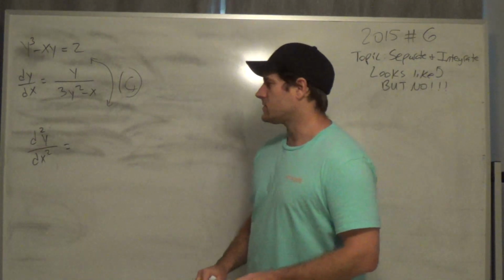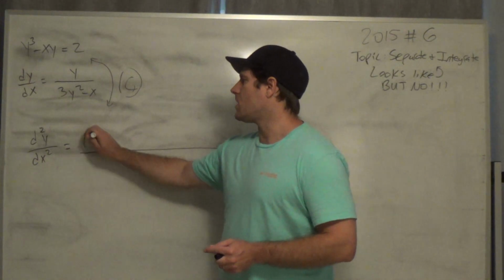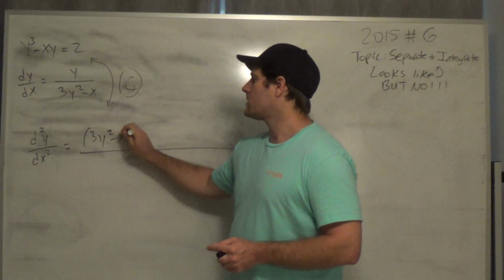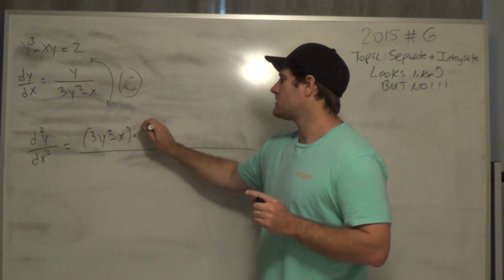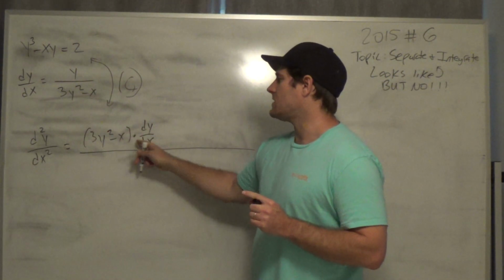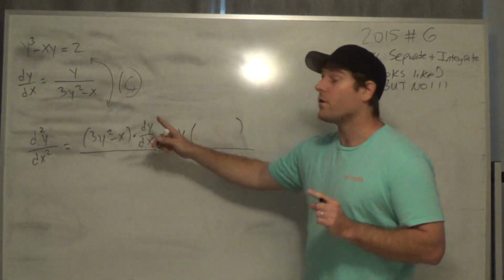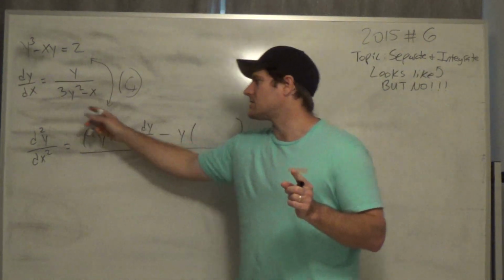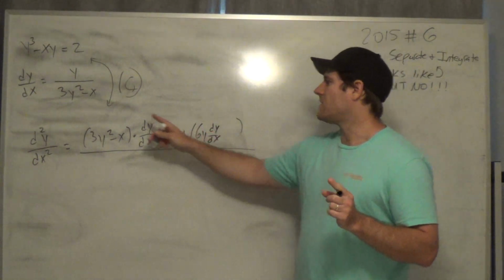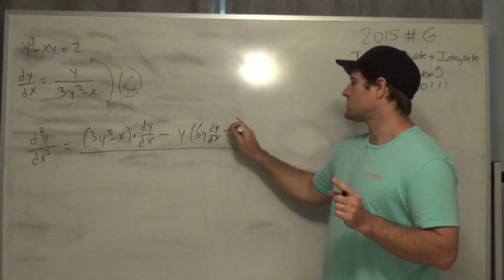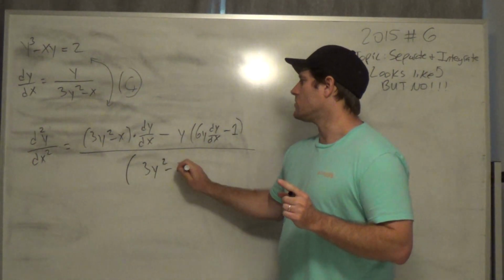So let's do implicit differentiation with quotient rule. We start off with low d high, the derivative of the high. The derivative of y is 1, but times the chain dy dx. So that's low d high minus high d low. The derivative of the low, get implicit. The derivative of this is 6y, but we need the chain dy dx. And then the derivative of x is 1. So that's low d high minus high d low, all over low low.